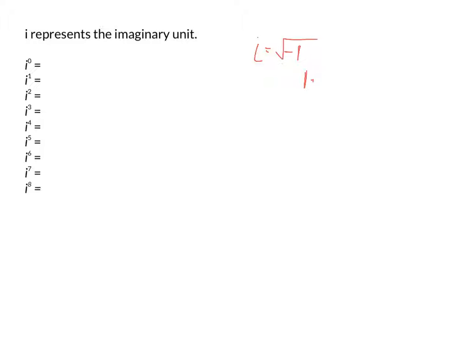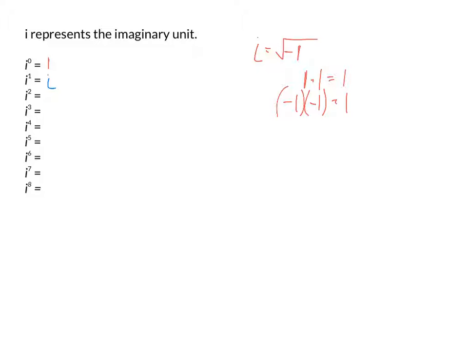We know 1 times 1 is 1. We know -1 times -1 is also 1. So there's no number that multiplies by itself to get -1, and that's why this number is imaginary. So we define i to the first as the square root of -1, and it can be represented just by i. If we do i to the 0, well, anything to the 0 power is 1.